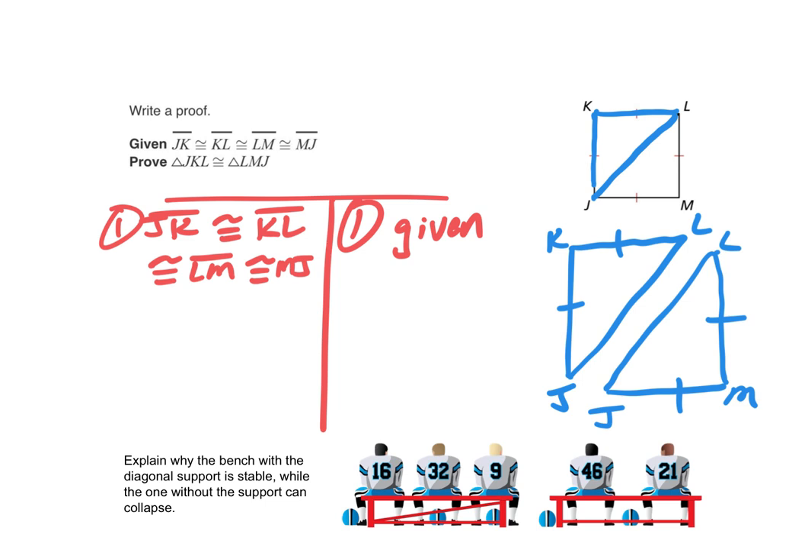Left line. Okay? What would we call that one, Adrian? I don't even know. Huh? Oh, the reflexive. Okay, but what side would it be? What would we call that side? What side do they share? L and J. LJ, okay? So that's going to be our next statement. LJ is congruent to LJ.